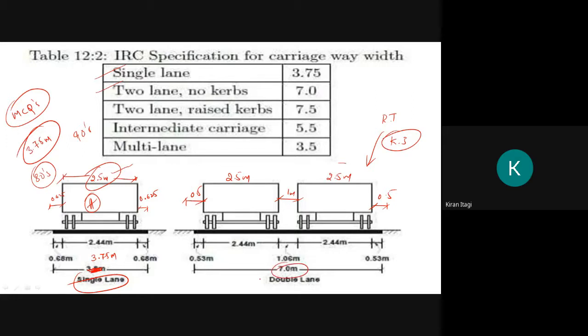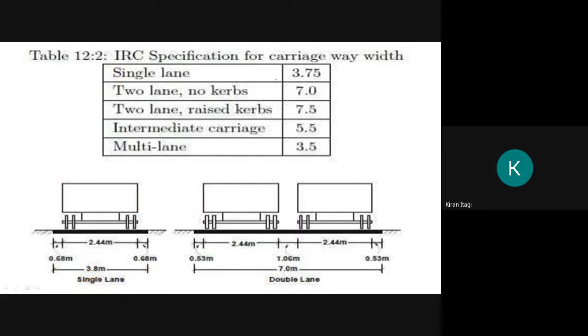Therefore, the total width will be 7 meters. 2.5 plus 2.5 will be 5 meters, 6 meters, 6 and a half, 7. Remember this one, very important. So the single lane width will be how much? 3.75 meters. Make the correction here. It is 3.75 meters. Double lane it is 7 meters. Here this is without curves. I will show what you mean by curves also. And if there are any curves present, the width of the two lanes will be 7.5 meters.